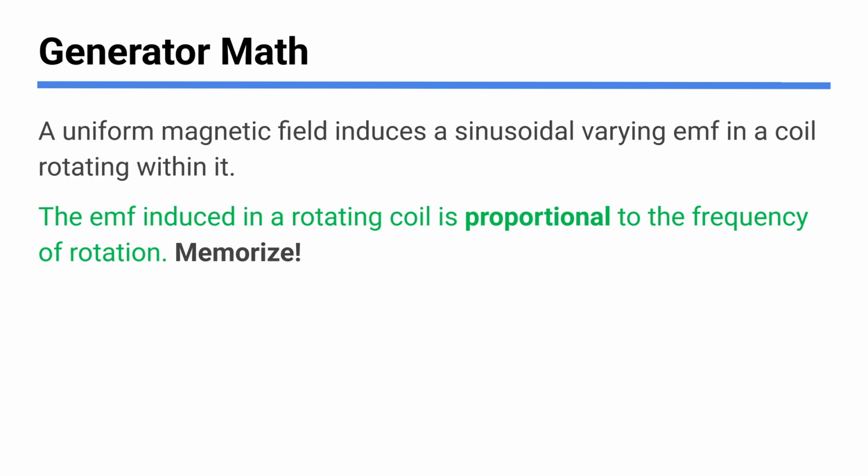The question they love is they say, you've got a generator going, now you double the frequency, you double the speed you're spinning it at. What happens to your EMF? And the answer is it doubles. Okay, they're proportional. If you'd like to know why, here you go.